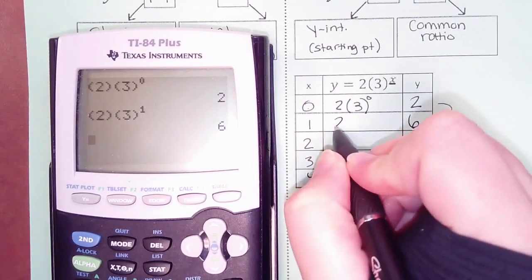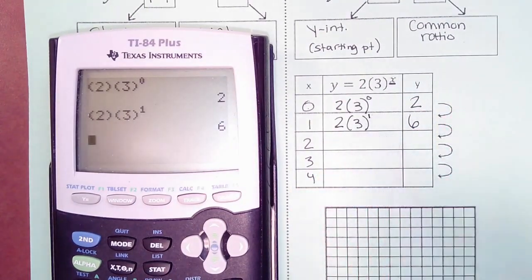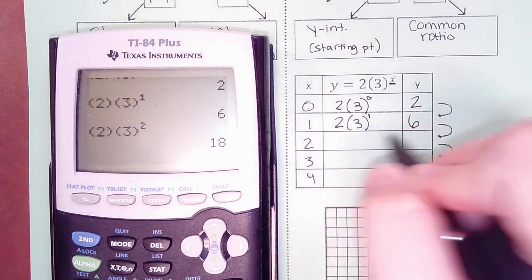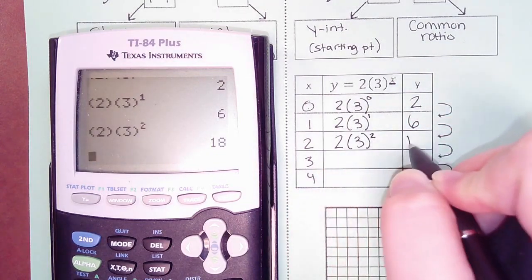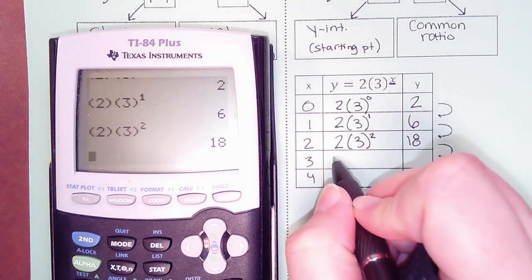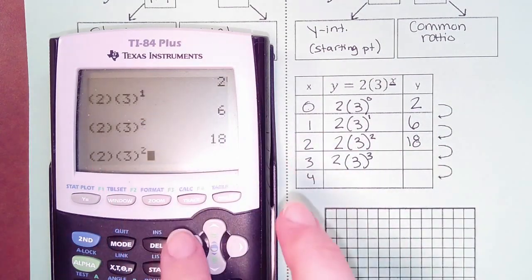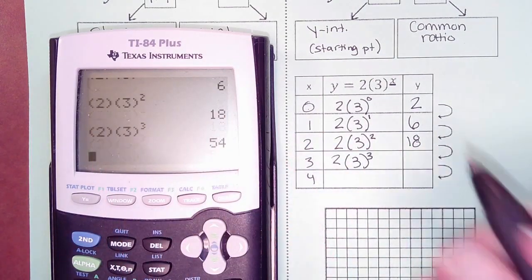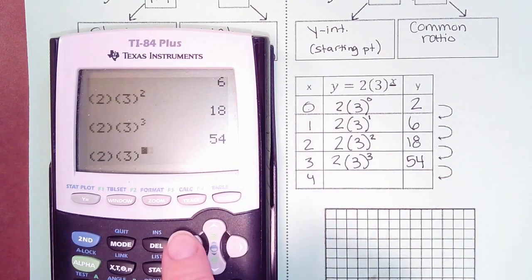So I get 2 times 3 to the power of 1. Only the 3 gets the exponent of 1. So let's do to the power of 2 now. 18. So this time I see it's going up much faster. So 2 times 3 to the power of 3. 54. And let's do it again.